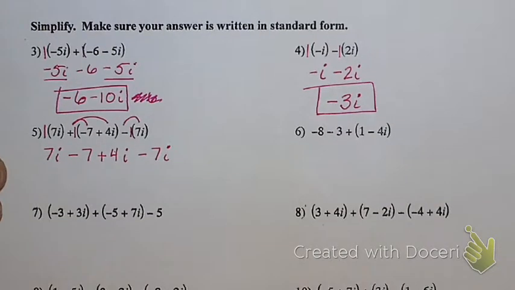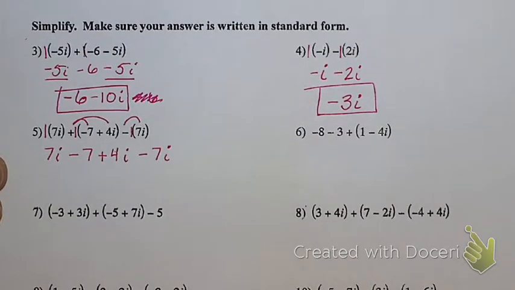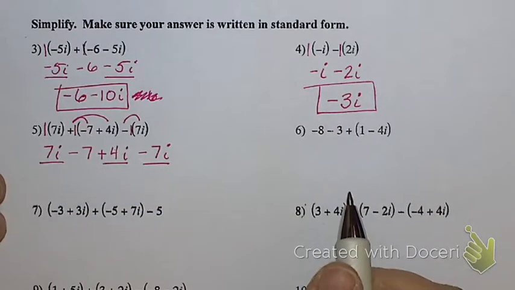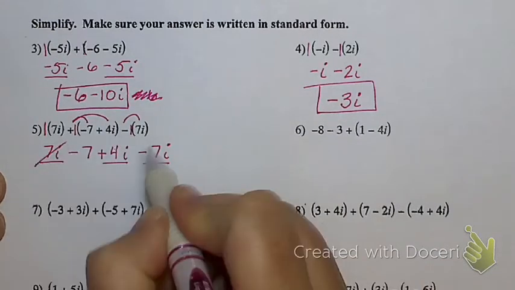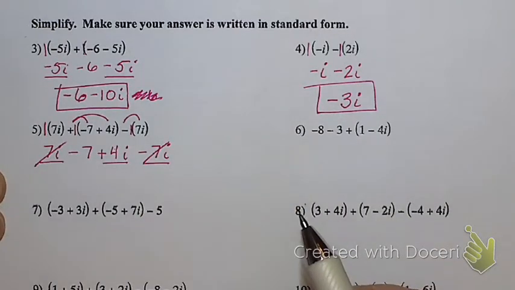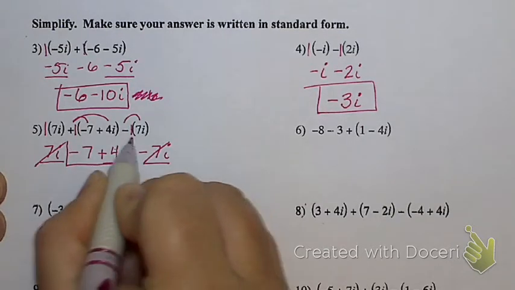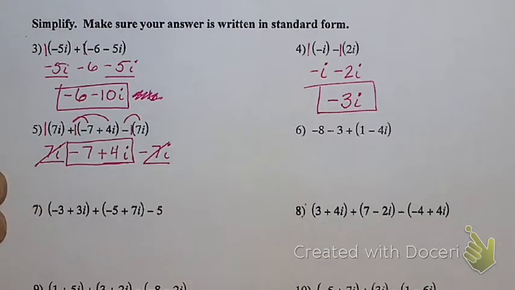Where are my like terms? 7i, 4i, and negative 7i. What do you notice there? Those two are going to cancel, aren't they? Yeah. So what I'm left with in the middle is actually just my answer, because that's already in standard form, isn't it? Yeah. Beautiful.